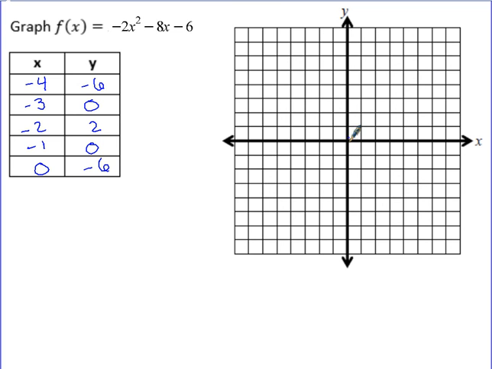So negative 4, negative 6. 1, 2, 3, 4. 1, 2, 3, 4, 5, 6. All right, negative 3. 1, 2, 3, 0. Negative 2, 2. Negative 1, 0. And 0, negative 6. And then I have my facing down parabola.